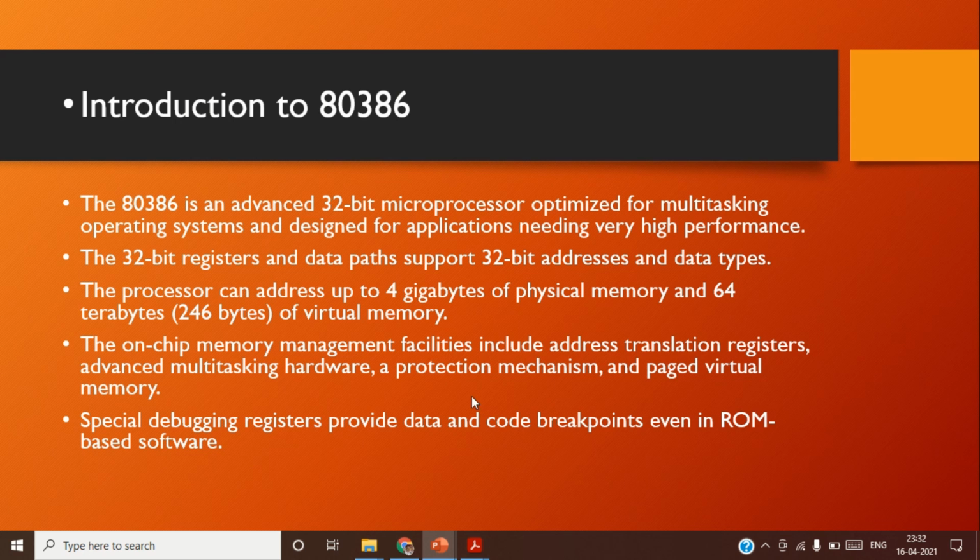The on-chip memory management facility includes address translation registers, advanced multitasking hardware, a protection mechanism, and cached virtual memory. It supports virtual memory, it supports multitasking, it supports on-chip address translation, and also supports multitasking hardware. And it also has special debugging registers which provide code and data breakpoints even in ROM based software. So these are some specific features which are added to the 80386 microprocessor.